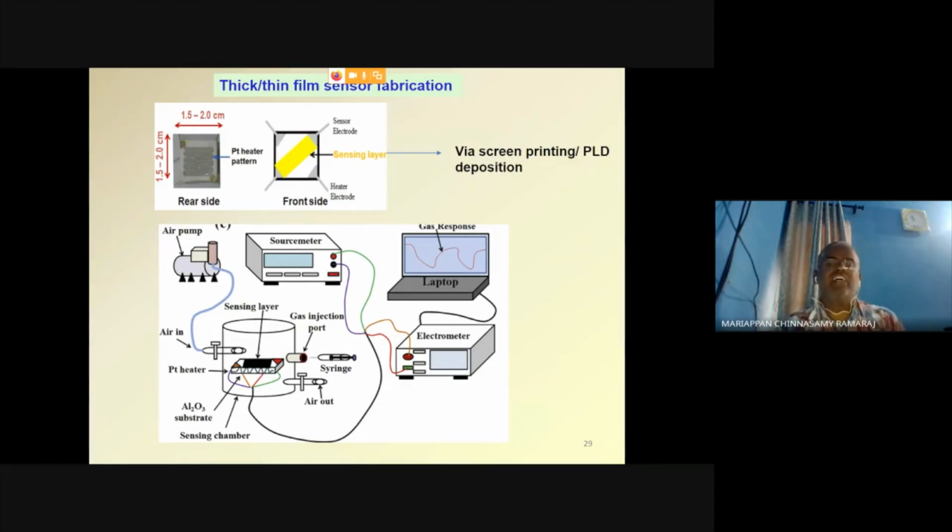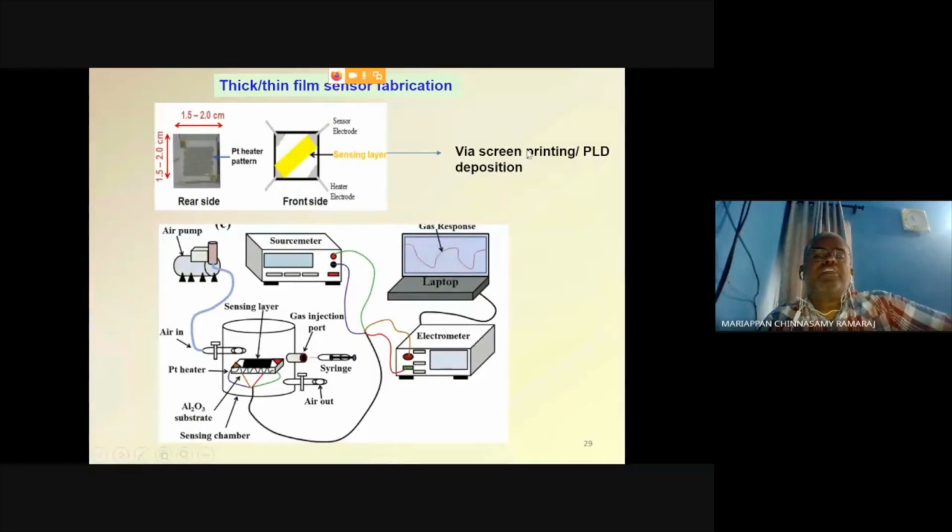What we have here is, in the case of the DC method, we use the electrometer. If you want to go for AC, you just replace the DC with an AC impedance analyzer connected here, and then we measure the resistance, capacitance, impedance, everything. So here the sensing material will be made either through screen printing or the pulsed laser deposition method.